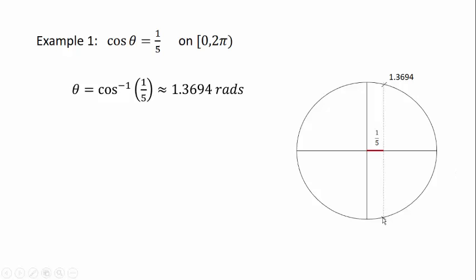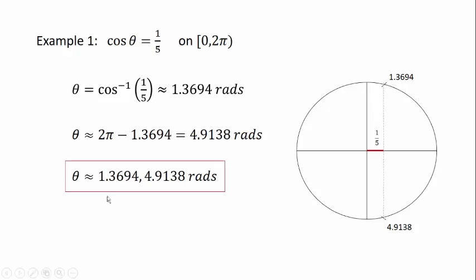So if this corresponds to a negative 1.3694, I need to add 2 pi to get all the way around to a positive angle measure in radians between 0 and 2 pi. So I'm going to take 2 pi minus 1.3694, and I end up with 4.9138 radians. That's the angle measure corresponding to this little point right there. So these are the two angle measures in radians that yield an output of 1/5 for cosine.